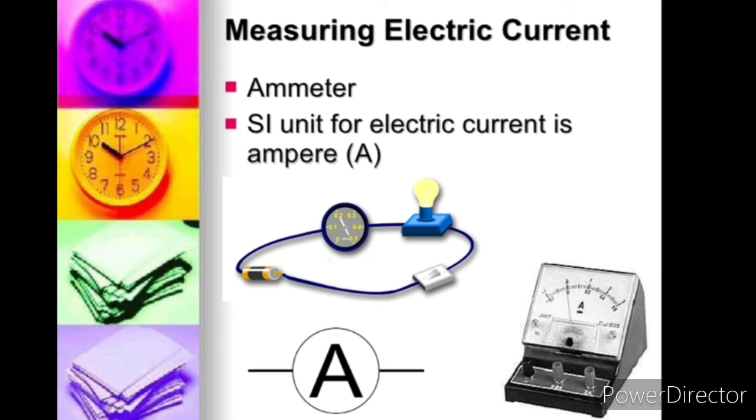The next one is, what is the SI unit of electric current? The SI unit of electric current is the ampere, which is denoted by capital A.